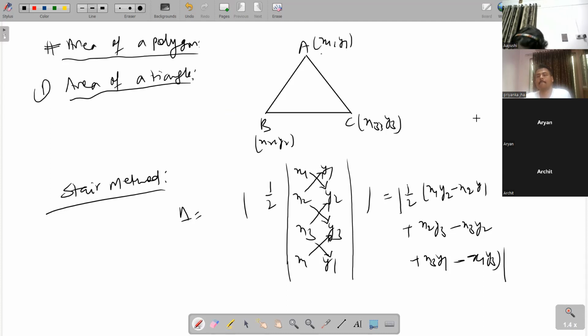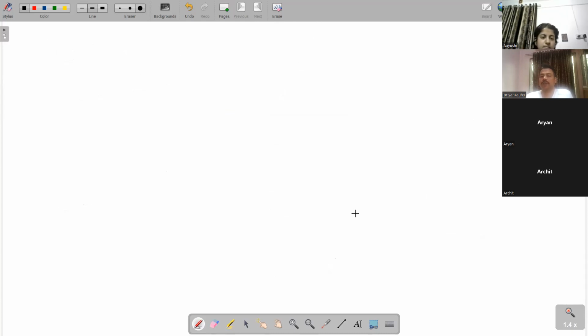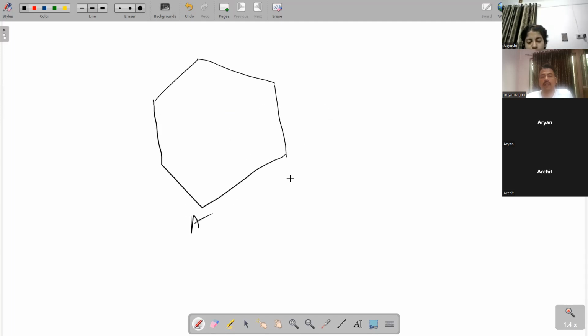Noted? Yes, sir. See, it is not only for a triangle. It can be applied to any polygon, any number of sides. See, you have anything like a 6-vertex figure A, B, C, D, E, F.